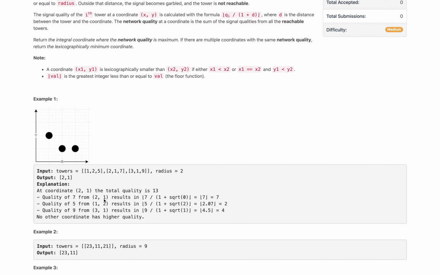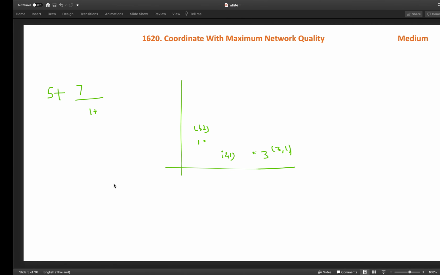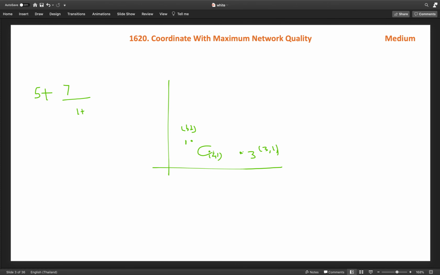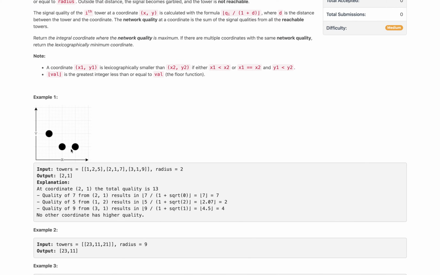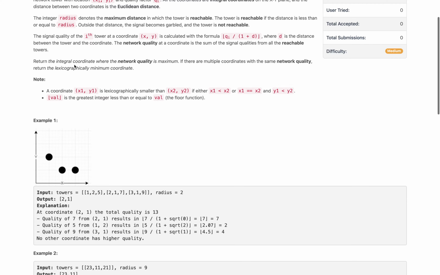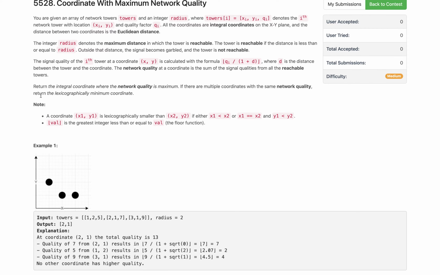So the total quality on this coordinate will become 7 plus 2 plus 4, which is the highest, so this is the coordinate. And now the return answer: we have to return the integral coordinate where the network quality is maximum, if there are multiple coordinates with the same network quality.